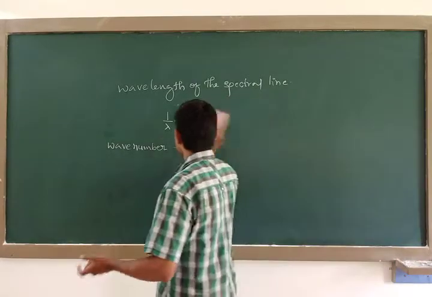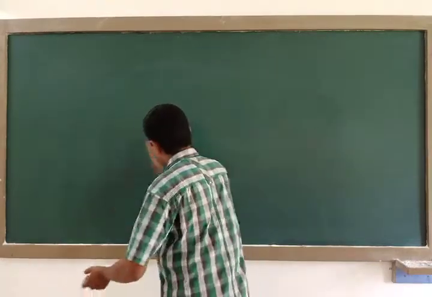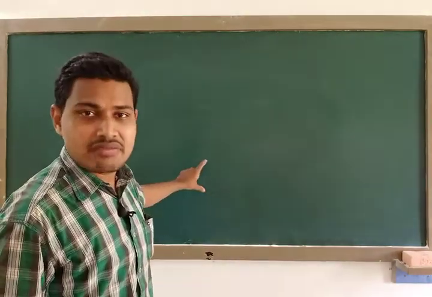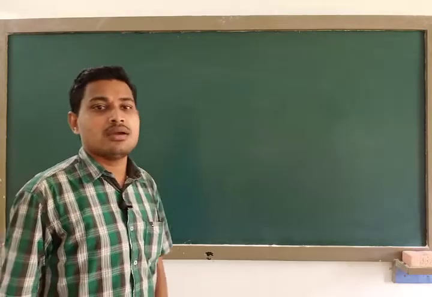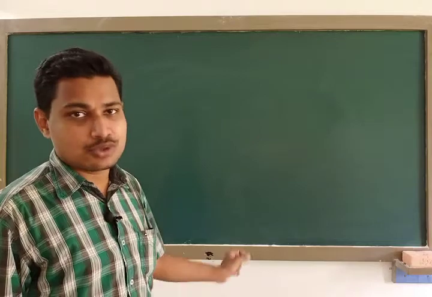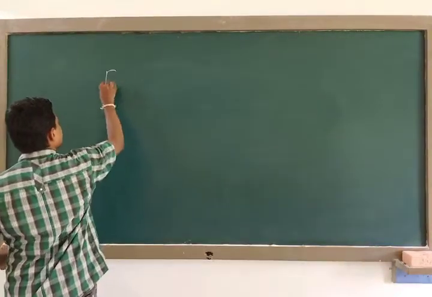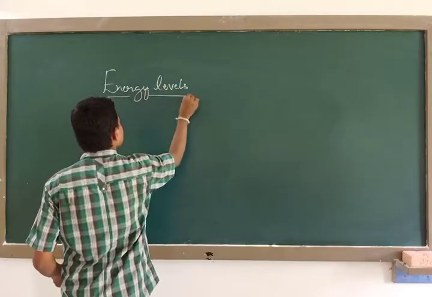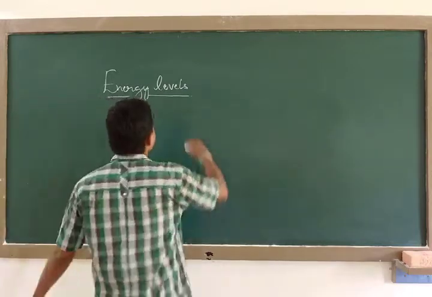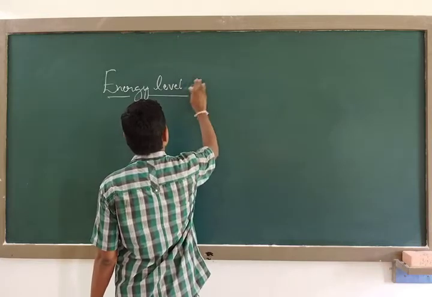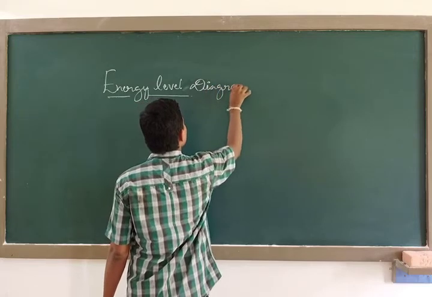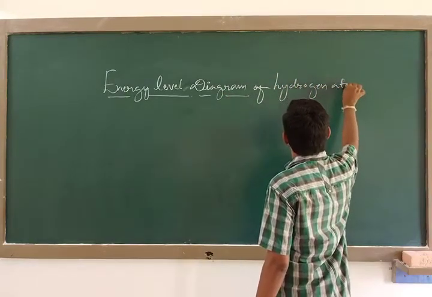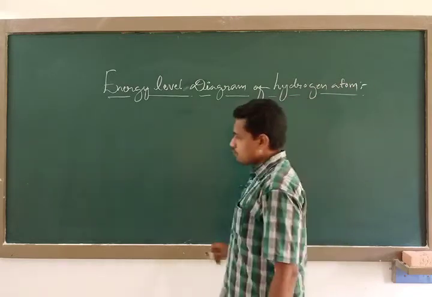For today's class, now I am going to explain the energy level diagram of the hydrogen atom, which I mentioned in my previous class. Bohr explained one energy level diagram, in which he specifies the observed spectral lines, the Lyman series and Balmer series of the hydrogen atom. Let us see that diagram. The next concept is energy levels, or the energy level diagram of the hydrogen atom.